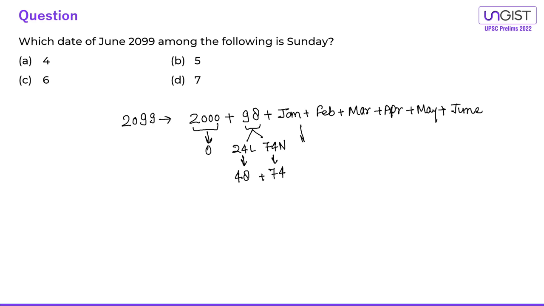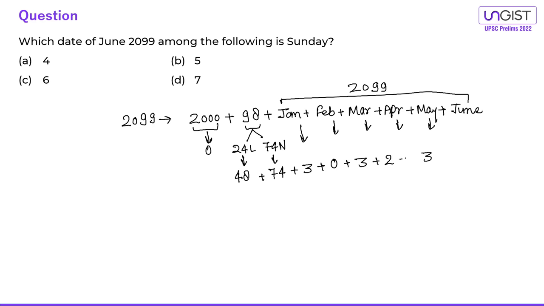And in January, how many odd days will be there? It is the January of 2099. We have 3 odd days in January, 0 odd days in February, 3 odd days in March, 2 odd days in April, and 3 odd days in May. And in June, we have to write according to the number, right? So just add them first and then we will decide how many days we should write in June.